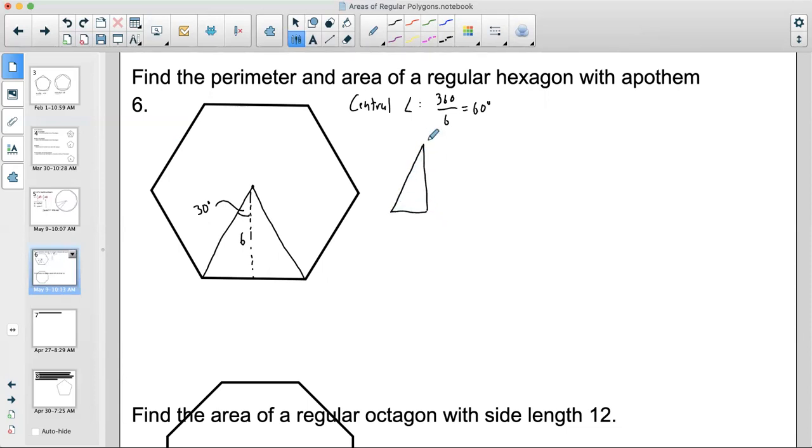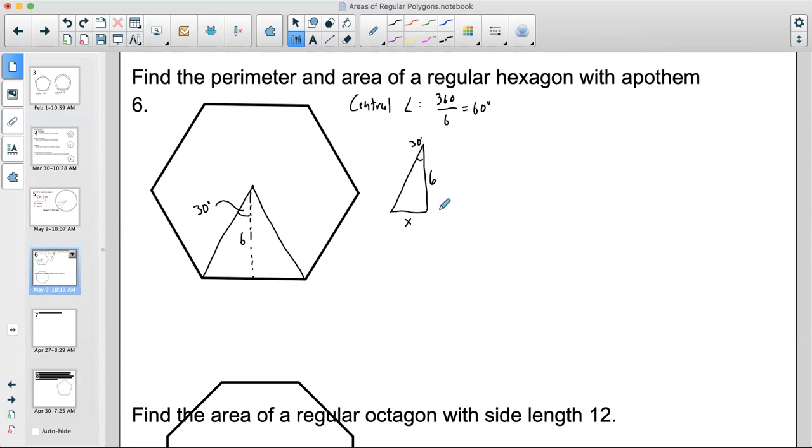So now I know that this side is 6. I don't know what this side is. It's like half of the side length. Like if this is 5, then the whole side length is 10. But I don't know. So I'm just going to call it x for now. I know that this angle here is 30.